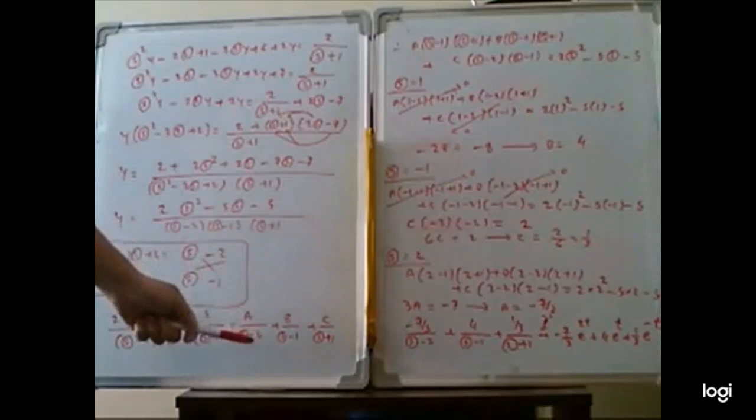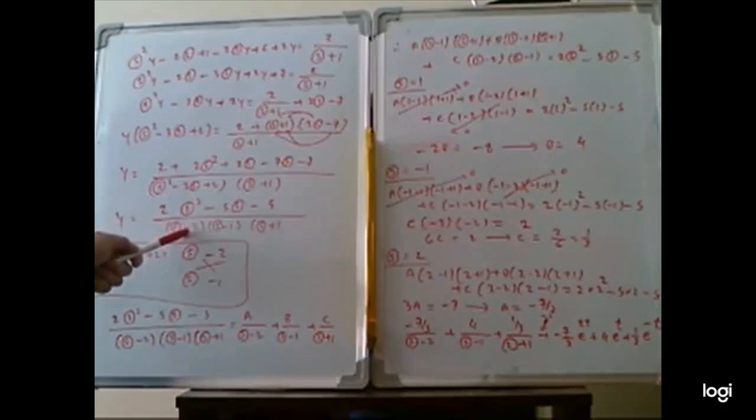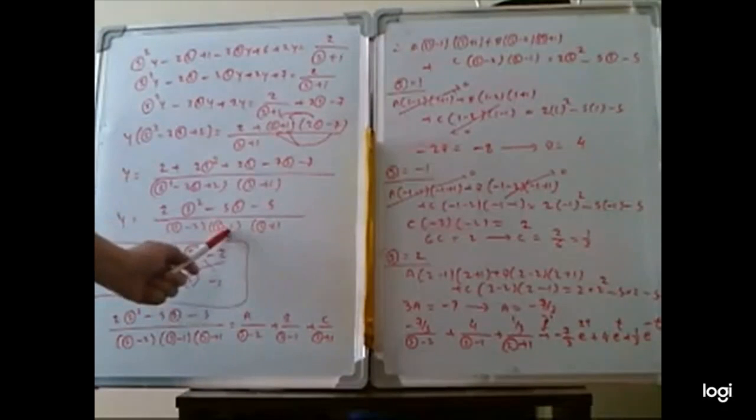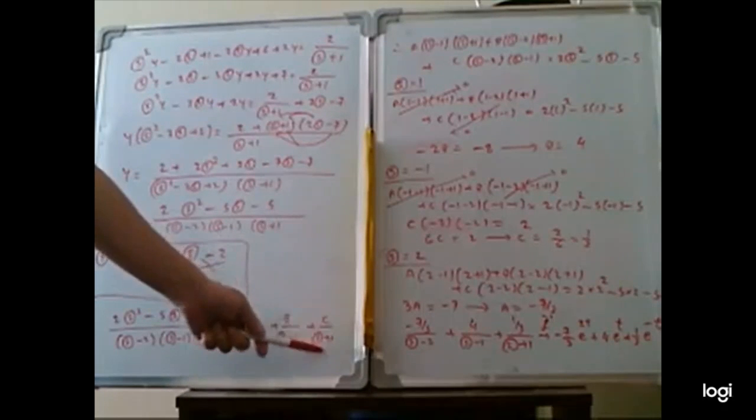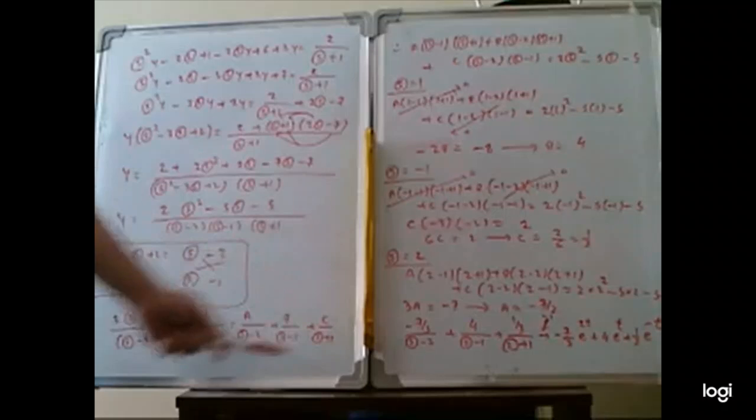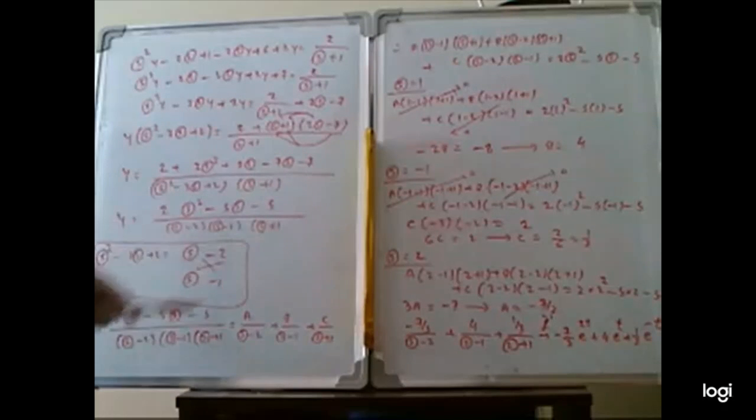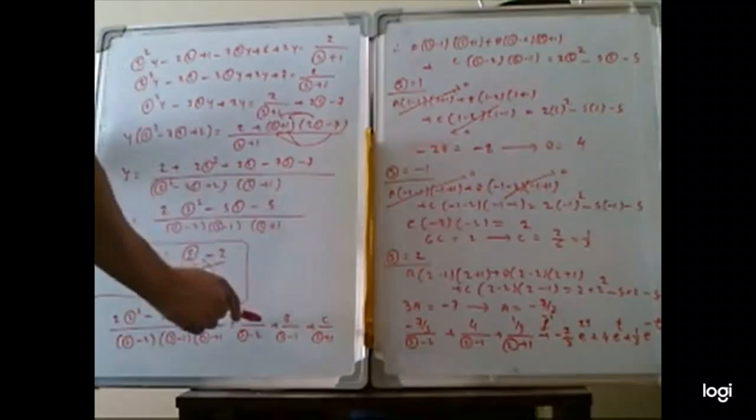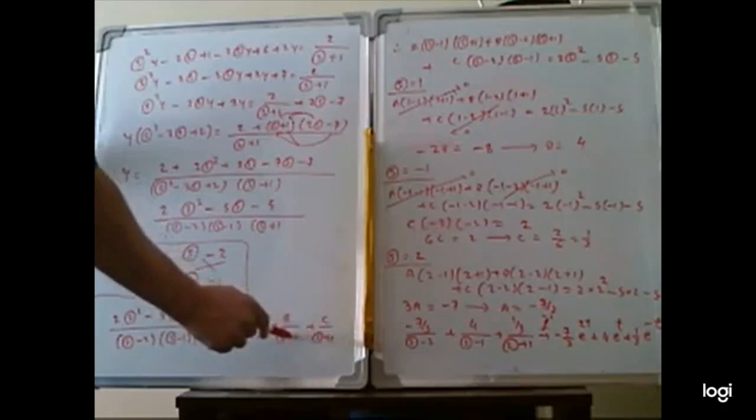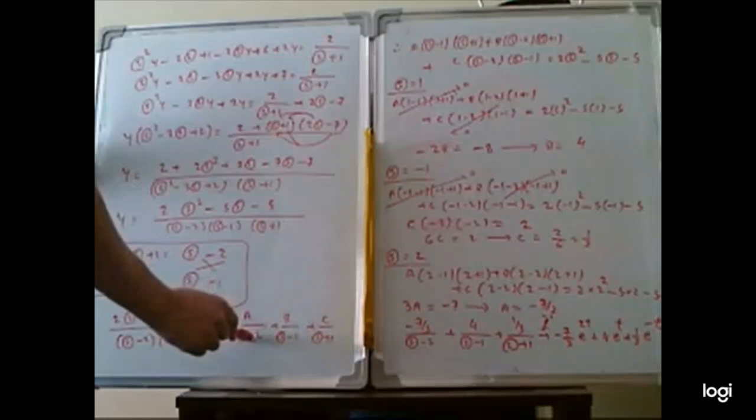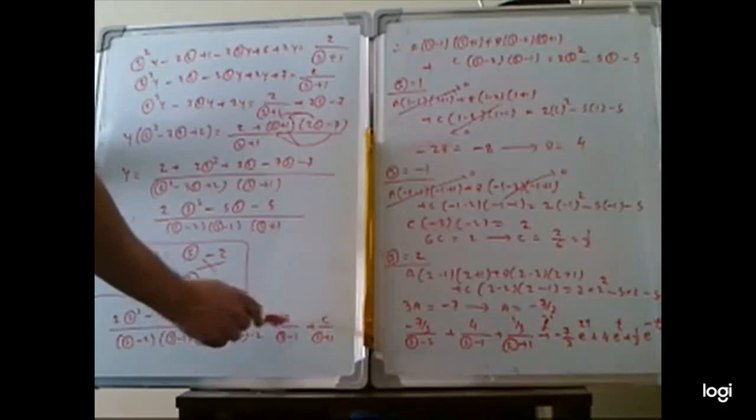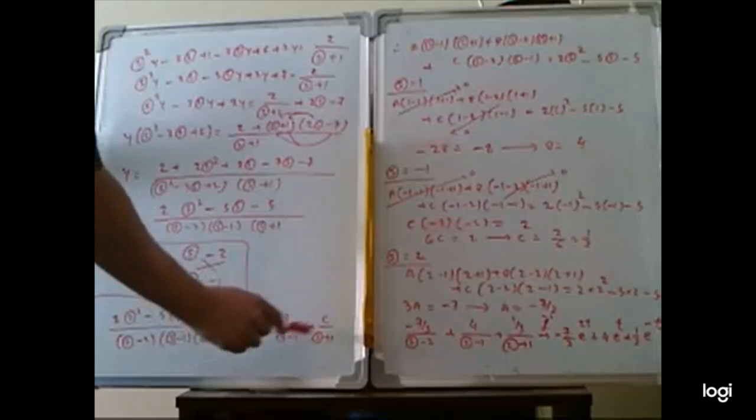So a by s minus 2, plus b by s minus 1, plus c by s plus 1. This is the right hand side. So the left hand side y, you can represent by the right hand side. This one you combine: s minus 1 and s plus 1 multiplied with a, s minus 2 and s plus 1 multiplied with b, s minus 2 and s minus 1 multiplied with c.